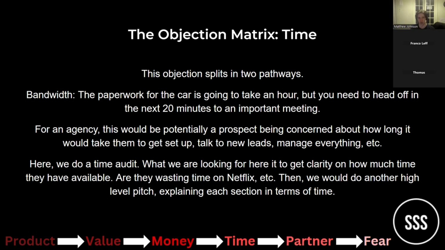Okay, so if this is the issue and it's a bandwidth problem, we do a time audit. Okay, so what we're looking for here is very similar to a financial audit, but just on time. Get clarity on how much time they have available, and are they wasting time on Netflix, etc. How much time are they spending on the work? How much free time do they have, etc. Right? And then we would do another high-level pitch explaining each section in terms of time.